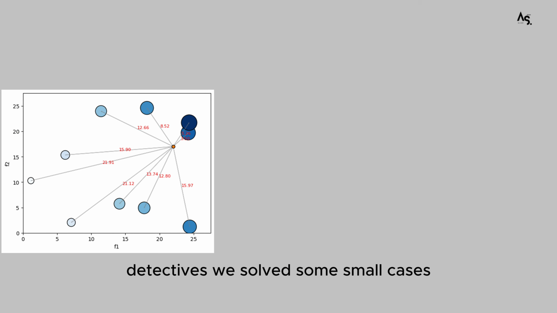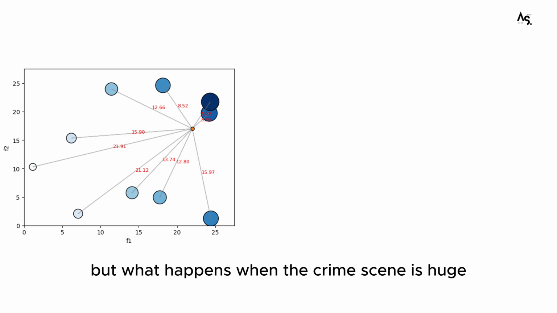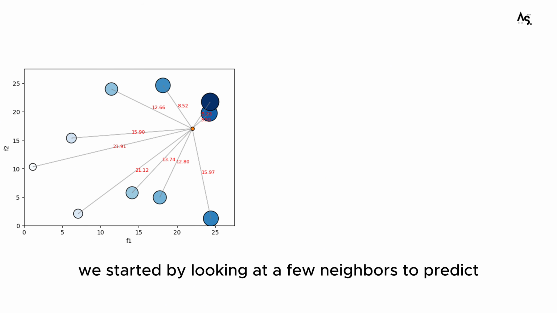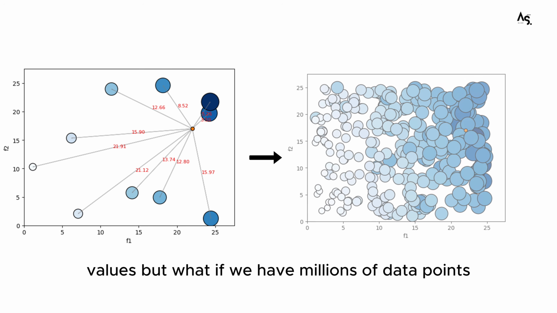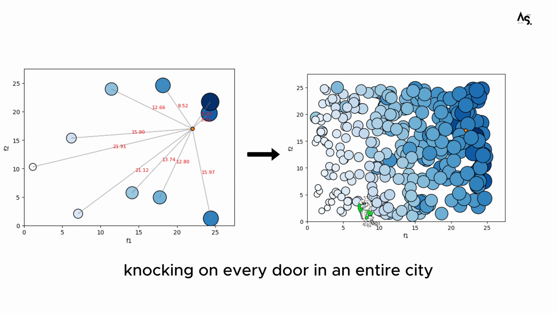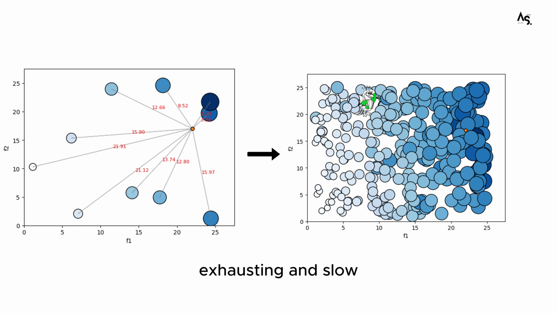Detectives, we've solved some small cases. But what happens when the crime scene is huge? We started by looking at a few neighbors to predict values, but what if we have millions of data points? Do we still check every single one? That would be like a detective knocking on every door in an entire city, exhausting and slow.